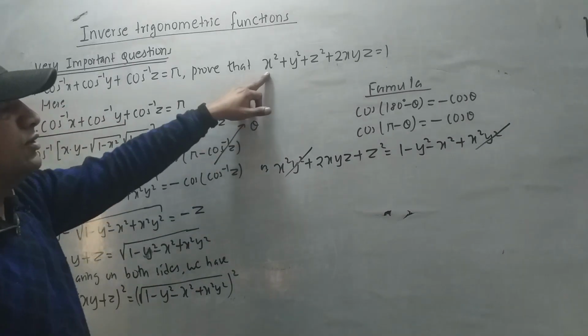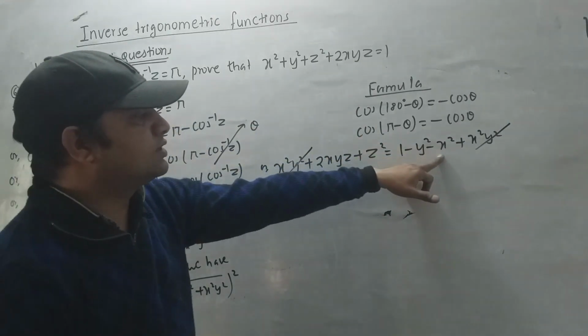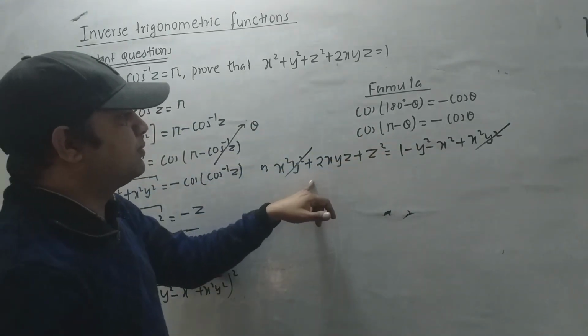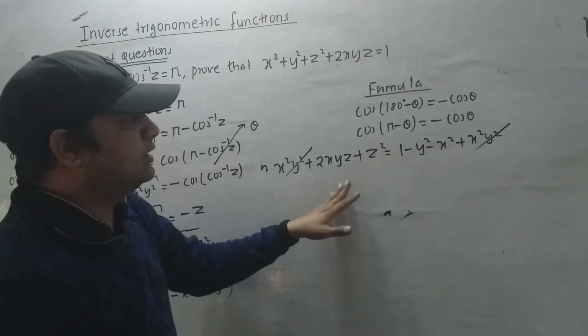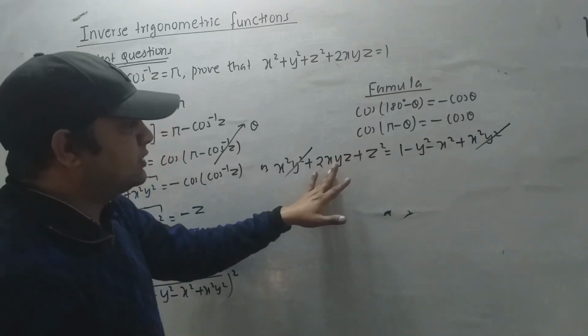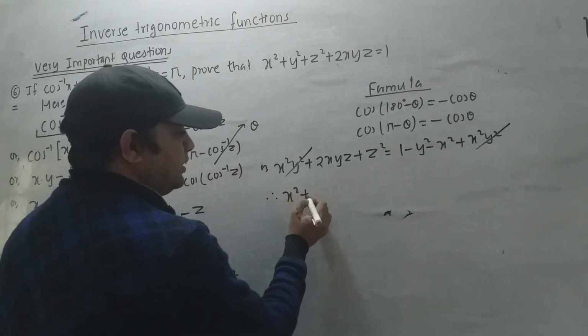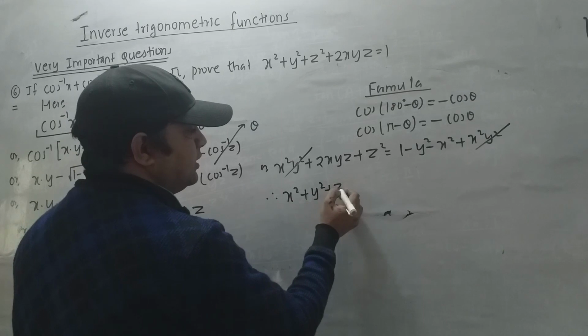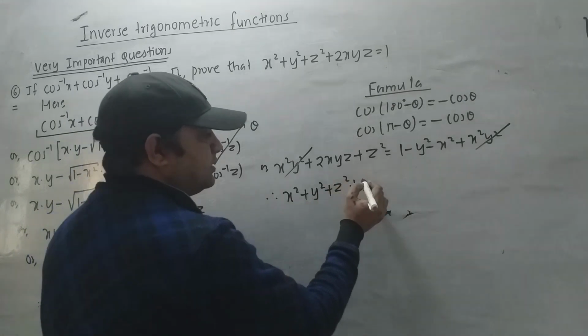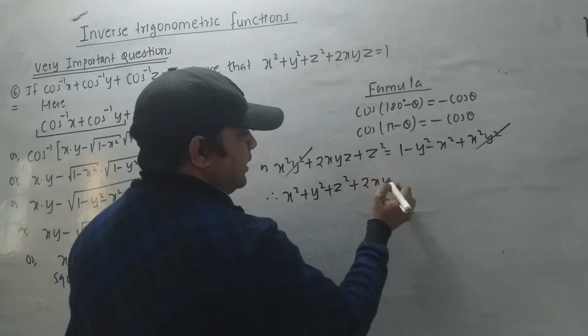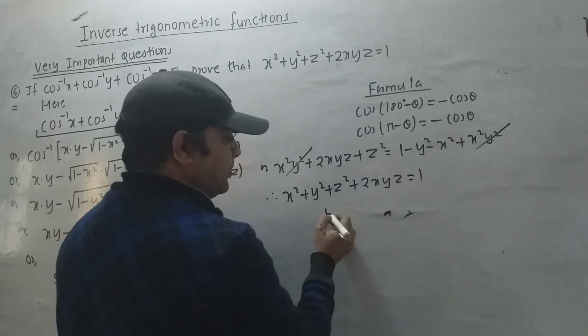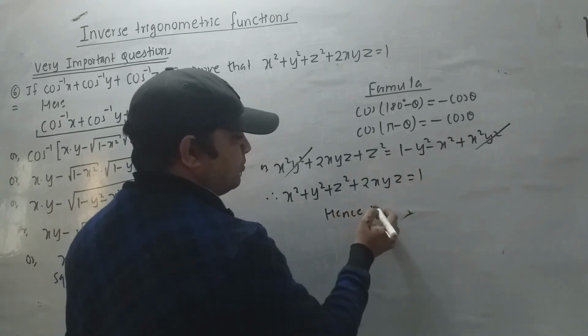Now according to our requirement, you take this minus x square to the left hand side, it will be plus x square, minus y square here, z square remains the same, 2xyz remains the same, only 1 is left here. So what you can write here, therefore x square plus y square plus z square plus 2xyz is equal to 1. So hence proved.